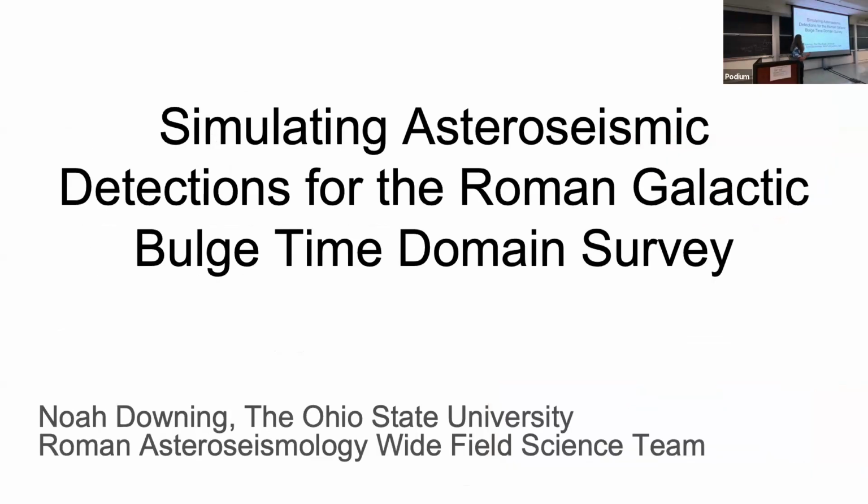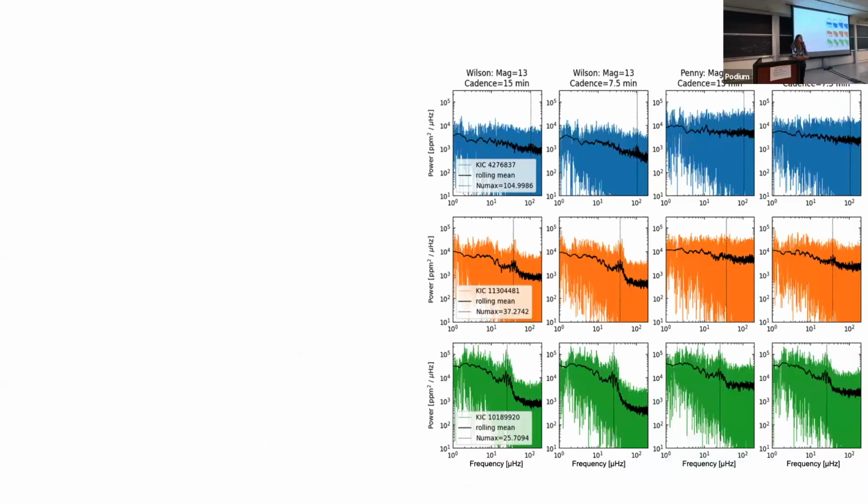Oh, there we go. So I think this is neatly summarized in this figure here, which shows power spectra of a few different cases of stars. The top row we have the lower red giant branch, the middle row we have faint red clump stars, and the bottom row we have brighter red clump stars. Each column is separated by either Robbie Wilson's or Matt Penny's noise model. Matt Penny's has a noise floor of 1 millimagnitude, whereas Robbie Wilson's provides variation for brighter stars. And then also between a 15-minute and 7.5-minute cadence.